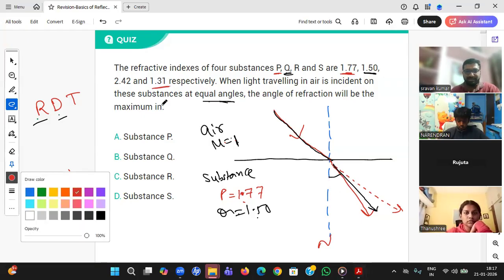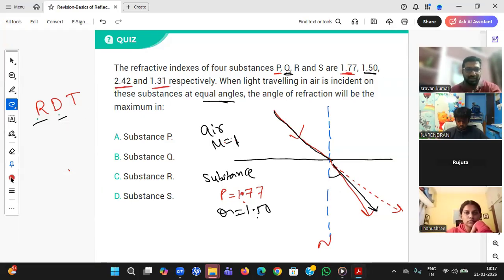Okay, let me take the scenario of 2.42, not the red, I'll take the green color. 2.42 is diamond, I guess. When green color light is coming, mu equal to 1, 2.42, rarer to denser, towards the normal, but you see 2.42 is fully crowded. It should bend more. To the original path, I am saying the bending. My original path is there, but it has bended. But where should it bend? Towards the normal.